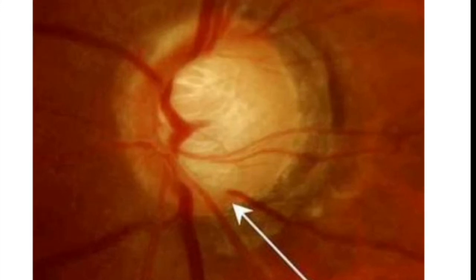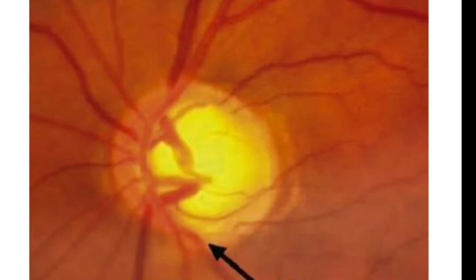As you can see in this picture, the inferior rim is not uniformly thinned out like this. There is a bend like this and it is coming. So this is called notching. It can be seen either inferiorly or superiorly also. This is one more picture showing the inferior notching. So the neuroretinal rim is not appreciated in a small segment.